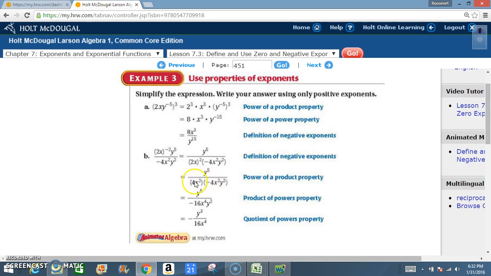Now I'm going to multiply these two. 4 times a negative 4 is a negative 16. X to the 2nd times x to the 2nd is x to the 4th. The y to the 2nd is by itself, so I just bring that down. So now I end up with y to the 5th divided by y to the 2nd. That's going to be y to the 3rd. And then my 16, I bring down. So my final answer is a negative y to the 3rd over 16 times x to the 4th.